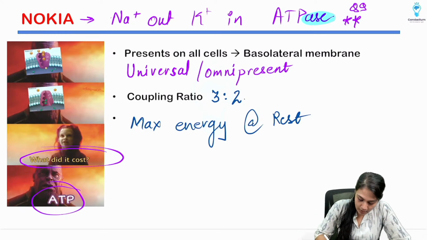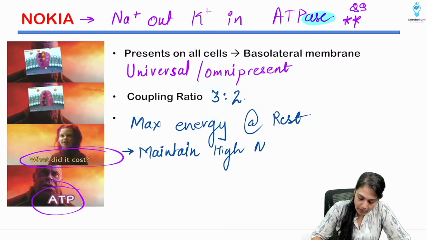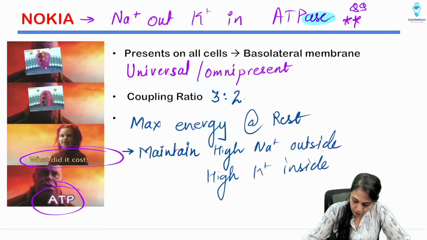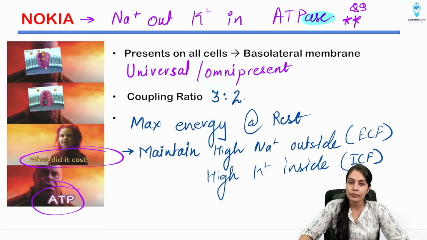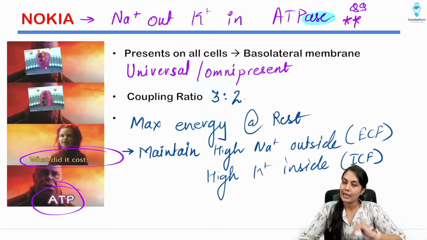So please remember that its only function is to maintain high sodium outside and high potassium inside. What do you mean by outside and inside? Of the cell that I'm talking about, outside means I can write ECF, in the ECF, and over here I can write in the ICF, that is intracellular fluid. Okay, so high sodium outside, high potassium inside.